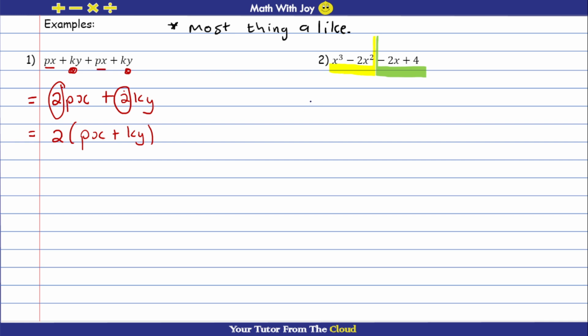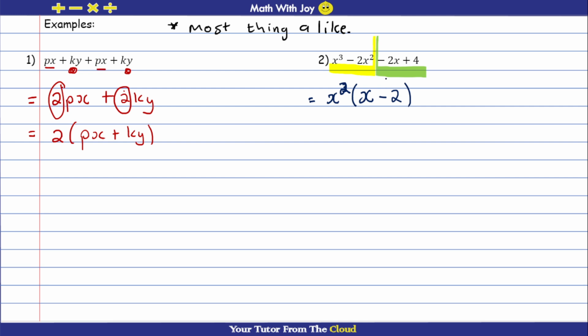looking at the first two terms. Between these two terms, the highest common factor is x to the power of 2. Then I open my bracket. If I take out an x to the power of 2 in the first term, you're going to get x left. And if you take out an x to the power of 2 in the second term, you're going to get a minus 2 left. So I just factorized this part of the expression just as normal as doing type 1.